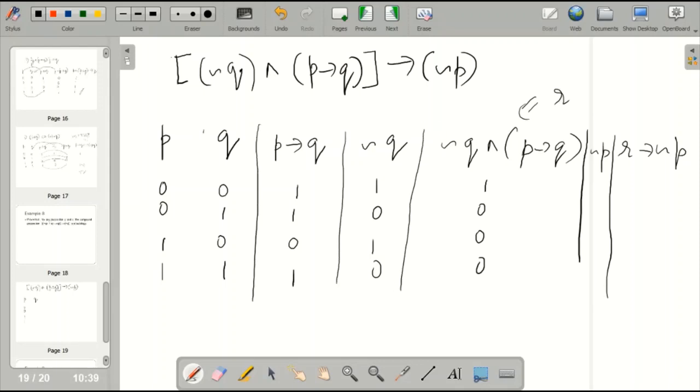So negation of P is nothing but 1 1 1 1 0 0. So R conditional negation of P, that is nothing but this term conditional this. So what is 1 conditional 1? 1 itself. What is 0 conditional 1? 1 itself. What is 0 conditional 0? It is also 1. And what is 0 conditional 0? This is also 1. So this is regarding example 8.